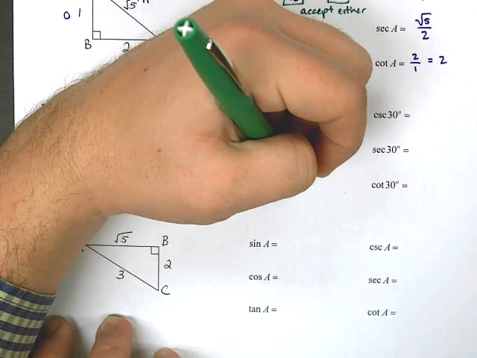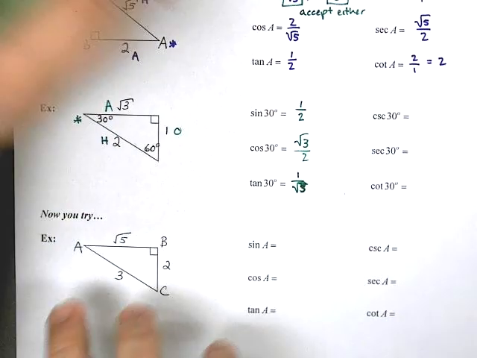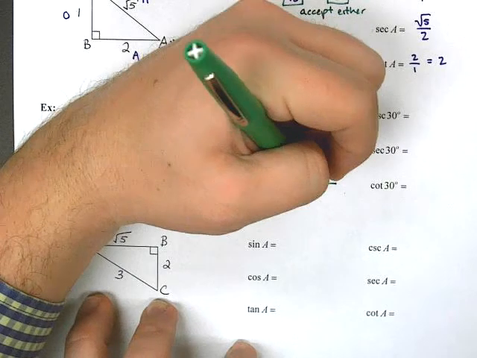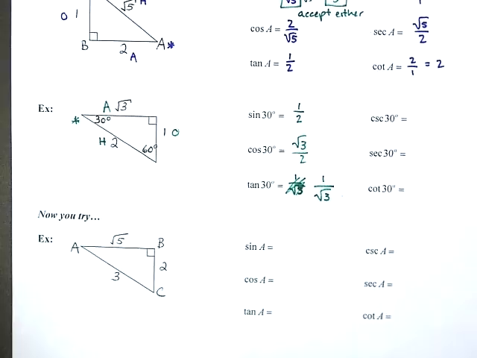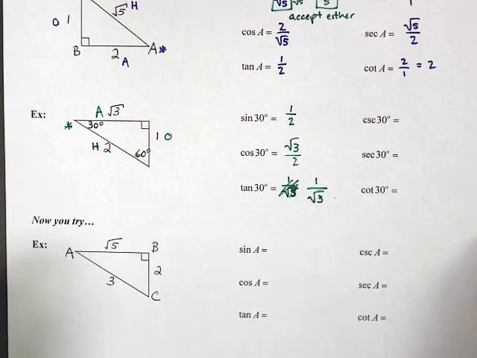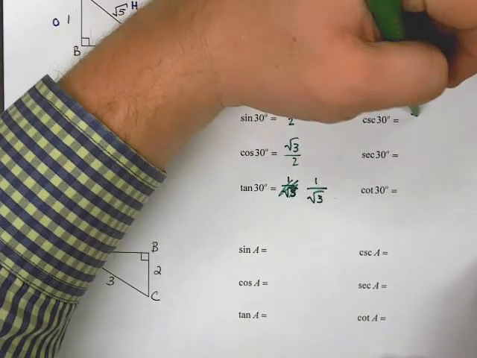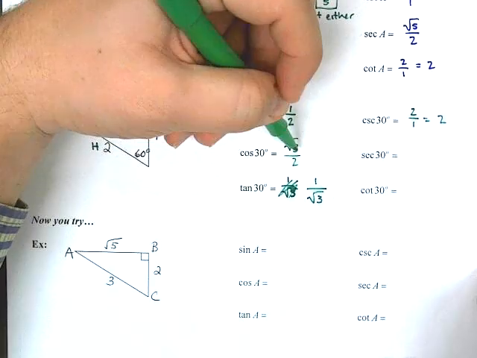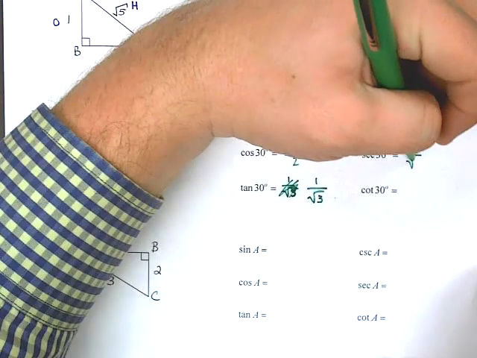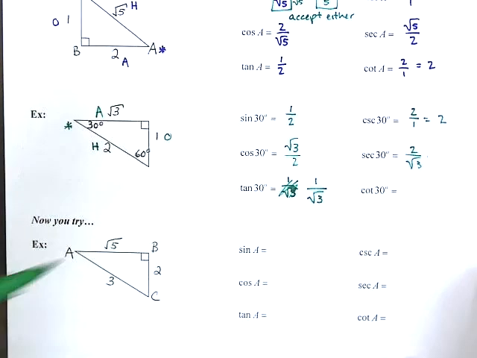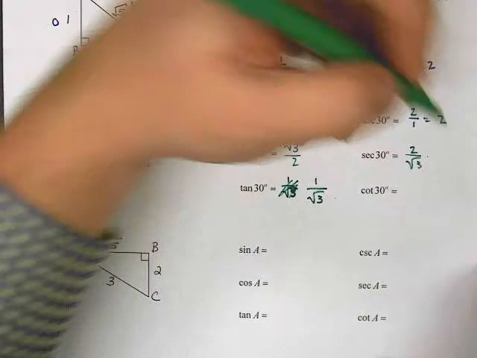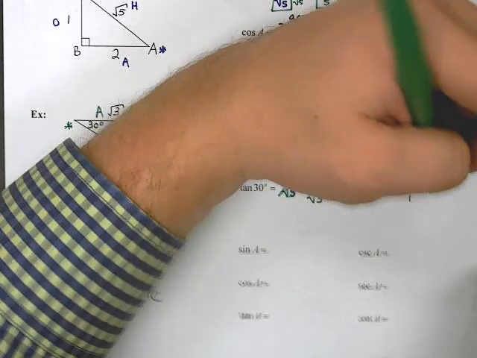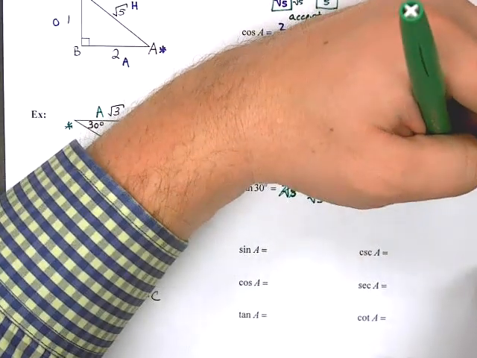That is a 3, guys, sorry. I'm just going to rewrite that. 1 over square root 3. There we go. Alright. Again, you can stop there if you'd like. Cosecant, just remember, we flip them. 2 over 1, or 2. Secant, we flip cosine. 2 over root 3. And cotangent, we flip root 3 over 1, which is just square root 3.